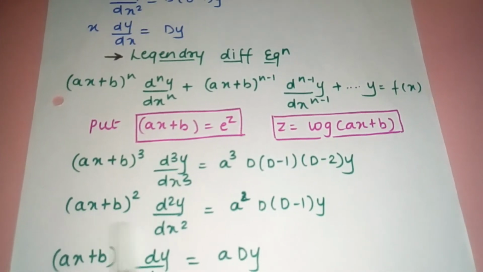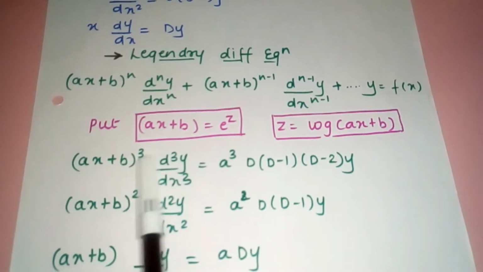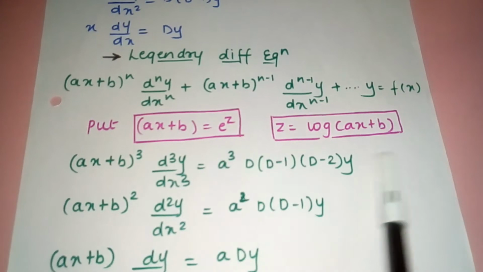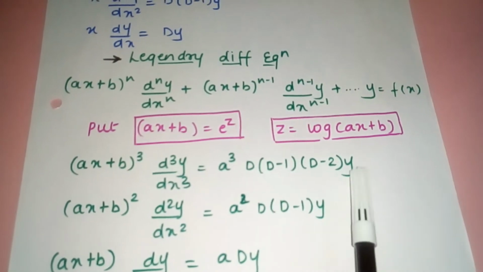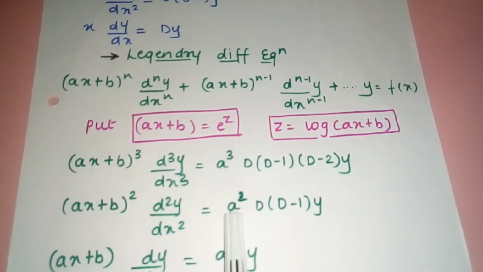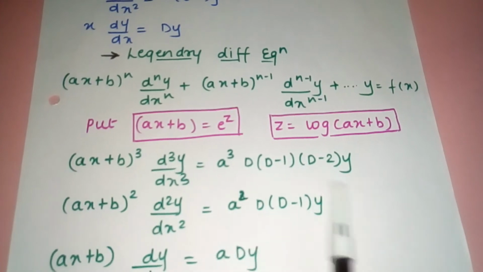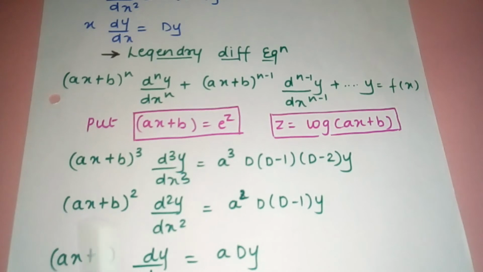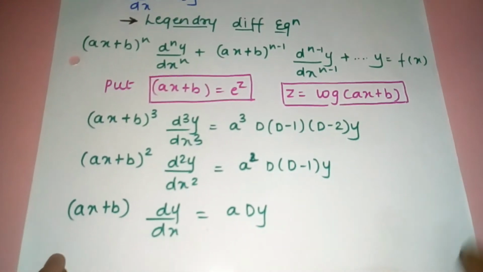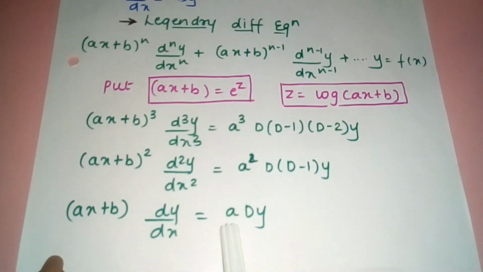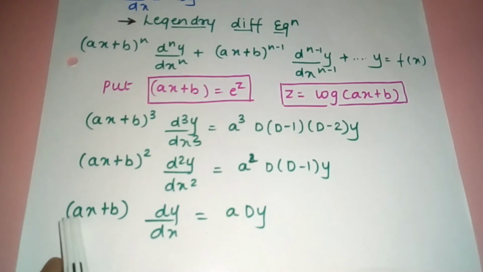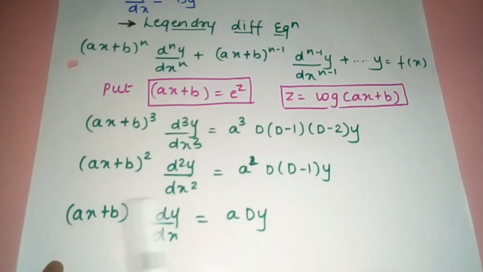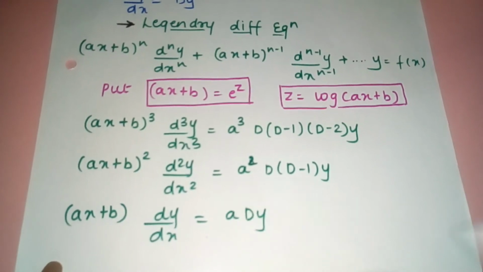The only difference is that when it is a cube, we multiply with a cube along with the same terms as in Cauchy. When it is a square, we multiply by a squared with the same terms. When the power is 1, we multiply with a single a. Whichever number is the coefficient of x in ax plus b, we multiply by it here.